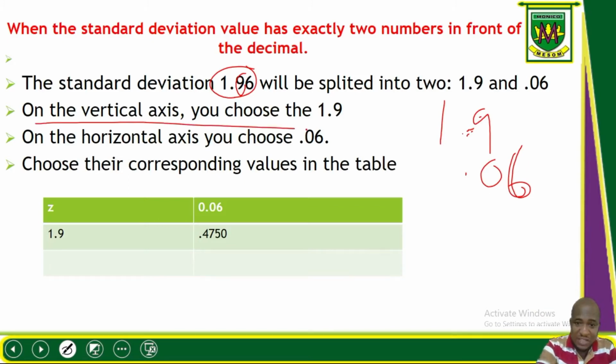So on the vertical axis we have 1.9. On the horizontal axis we can also set the 0.06 there to help us get our corresponding value. Choose their corresponding values, and this is what we are going to see.